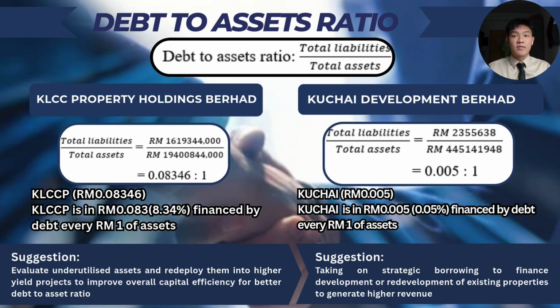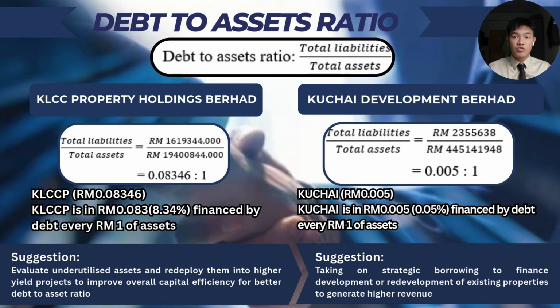As we can see, KLCC Property gets only 0.083461. That means KLCC Property is financed by RM 0.083 of debt for every 1 ringgit of assets, which means only 8.34% of its assets came from borrowings. This is a very low gearing level, showing that KLCC Property has strong solvency and low financial risk.